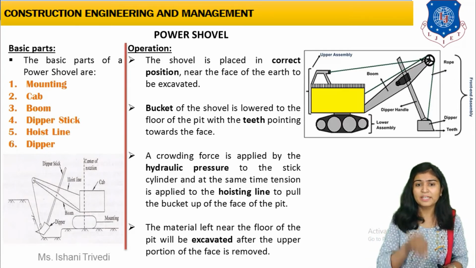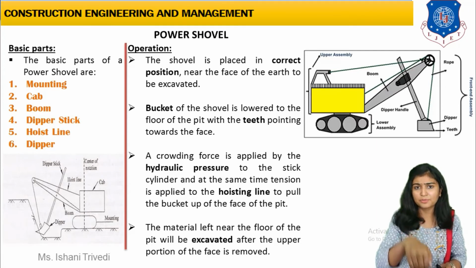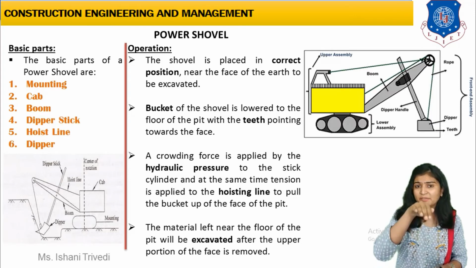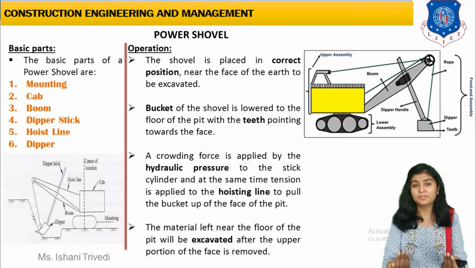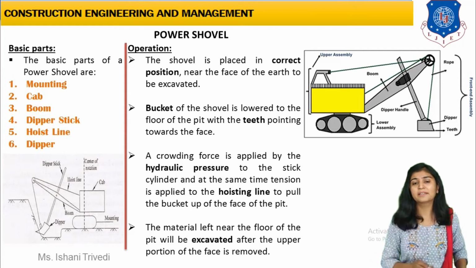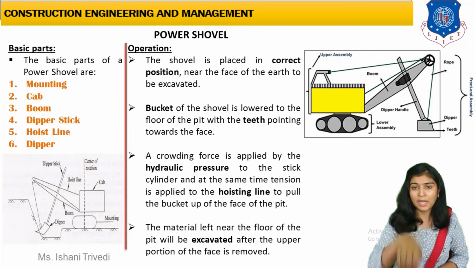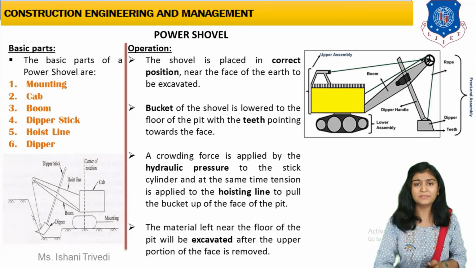The material left near the floor of the pit will be excavated after the upper portion of the face is removed. Meaning when you excavate the soil, there will be some parts of soil which will fall down at the bottom. So later on that also can be excavated in the next round where you take off the dipper. This is how your power shovel works.